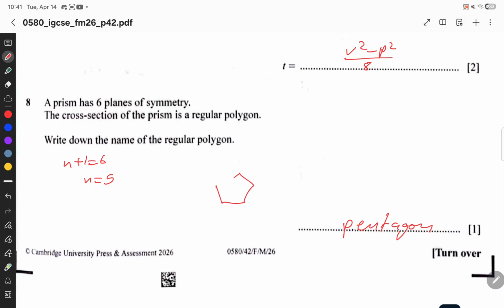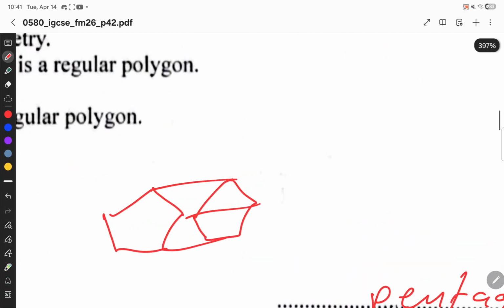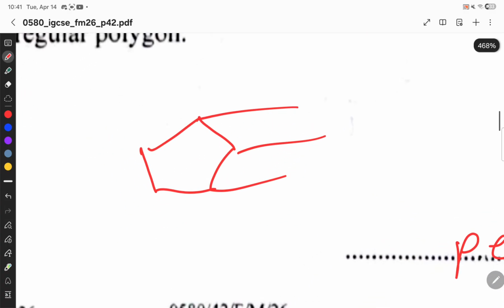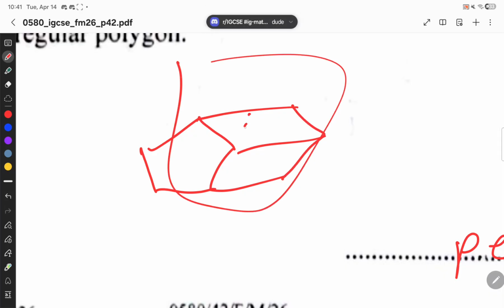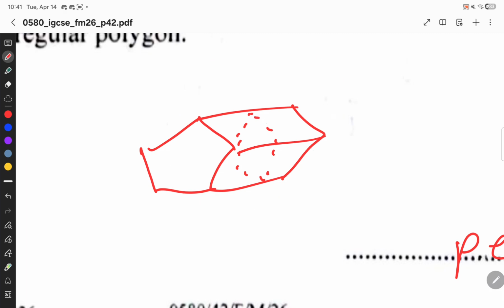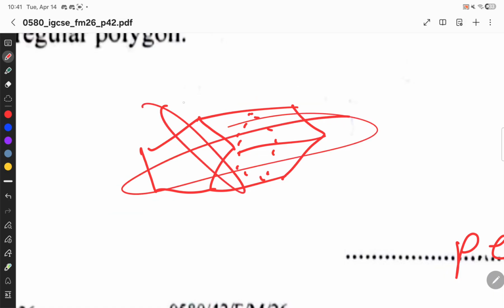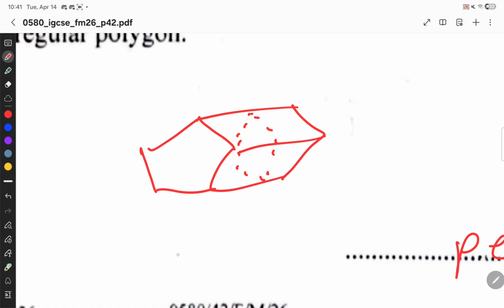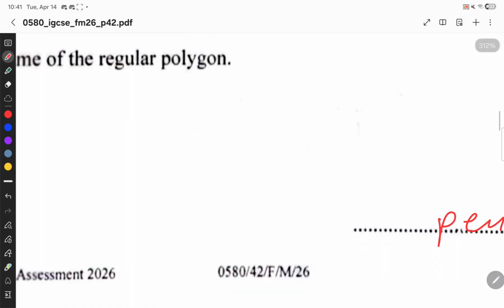A pentagon. So it looks like this, and if we just cut it like so, you might just get something like a pentagon in here, and then the remaining planes are like this again, and that sort of thing. Okay, let's trust the process.